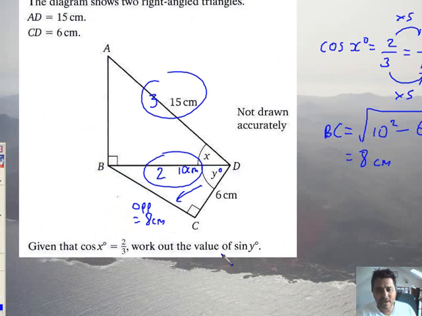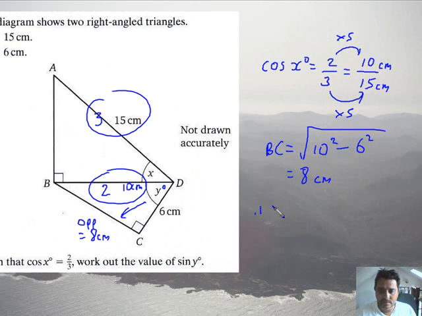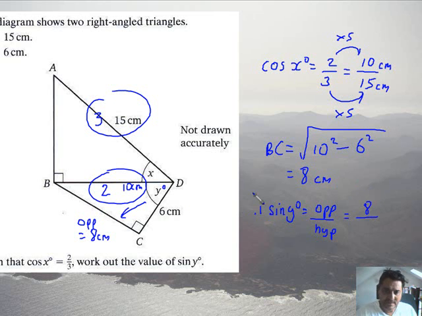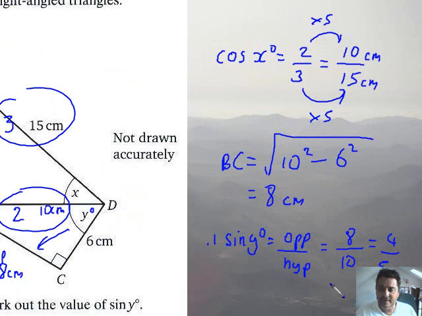Now, therefore, work out the value of sine Y. Well, how do you do sine? Simple. It's going to be op over hype. Now, what is the opposite? 8 over 10. Now, we can simplify it all the way. 4/5, or we can give the answer as 0.8, doesn't matter. Sine Y is 0.8, and please note how lovely this question is.